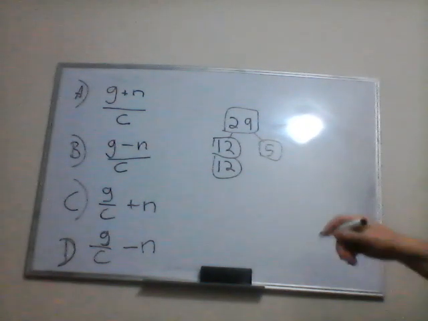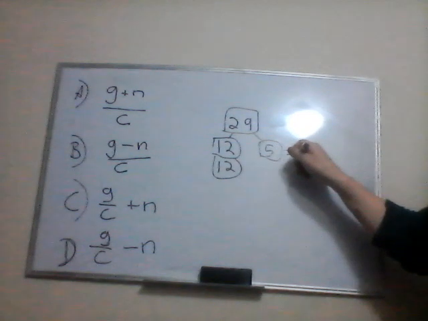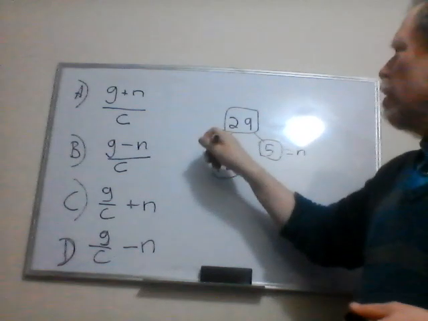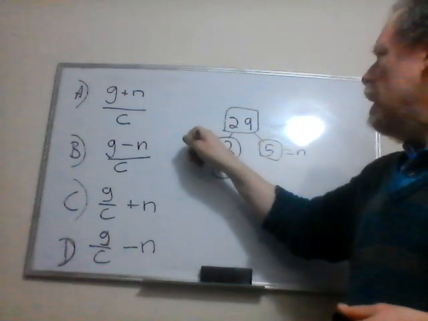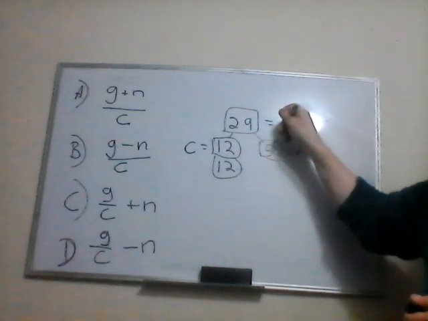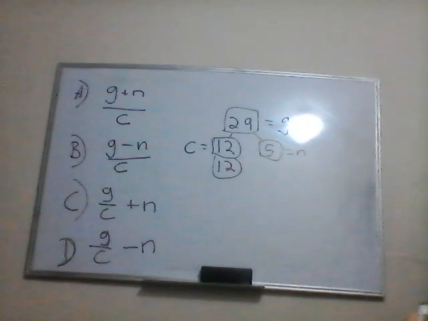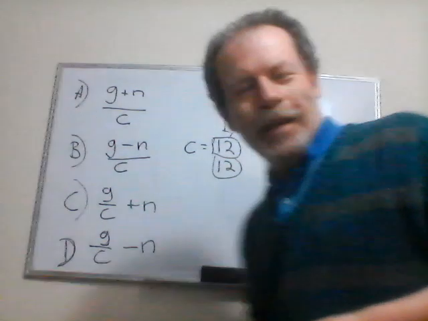Identify which thing is which. These are the leftover eggs. 5 equals N. So the number of eggs per carton equals C. And this is the total number of eggs equals G. Really? Is it that simple? Well, yeah. You do it that way.